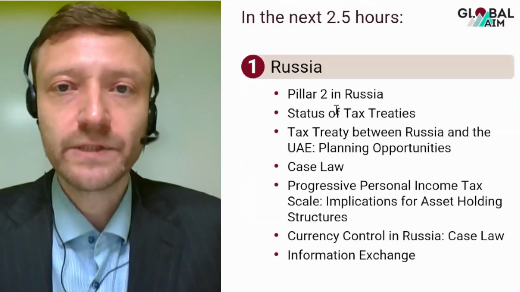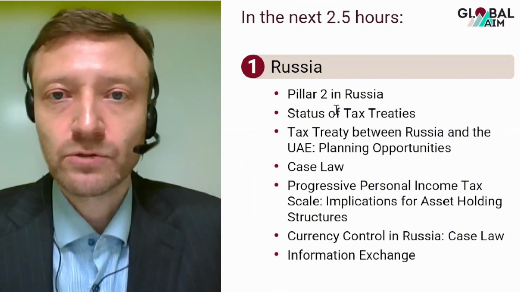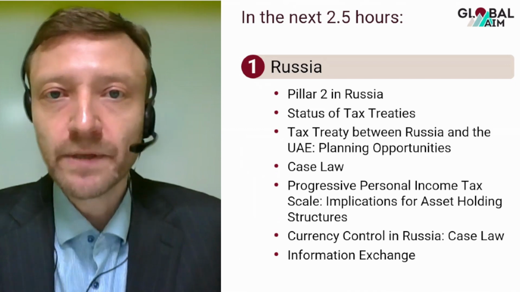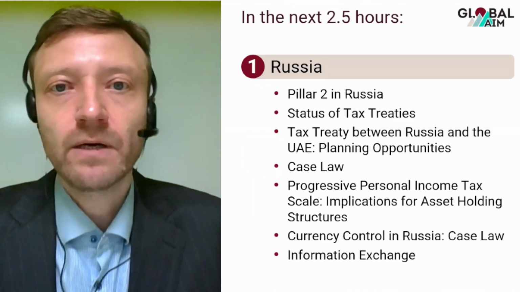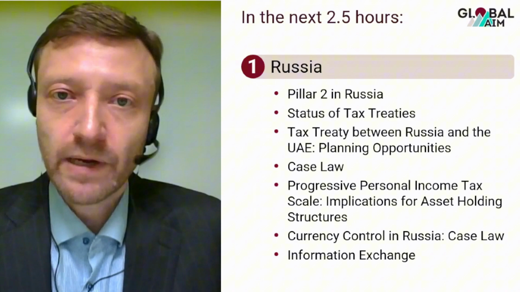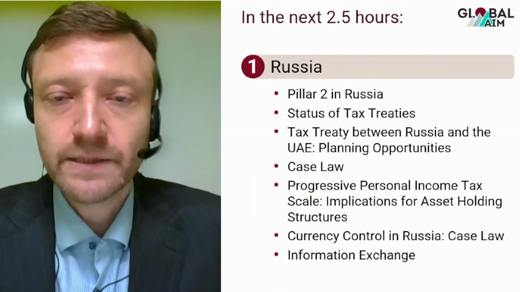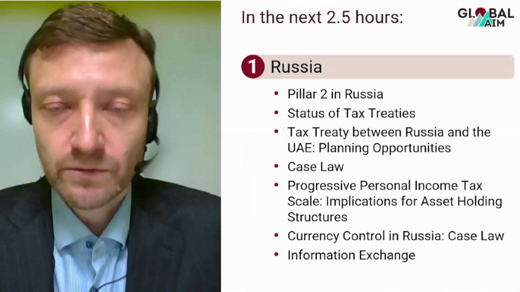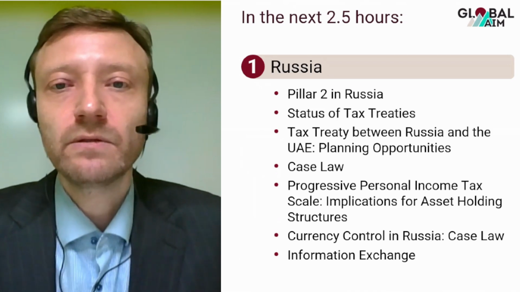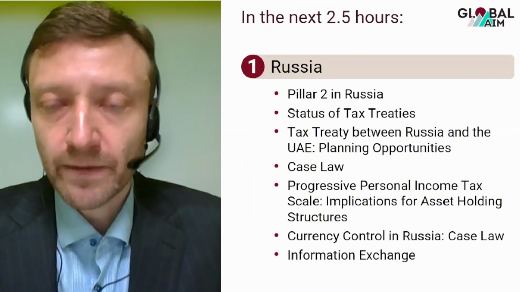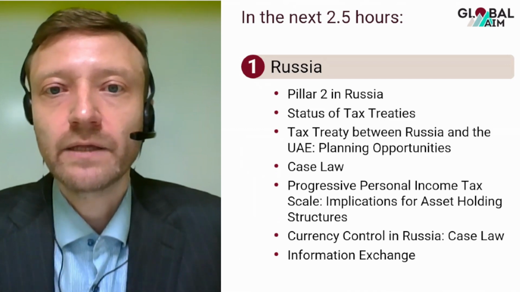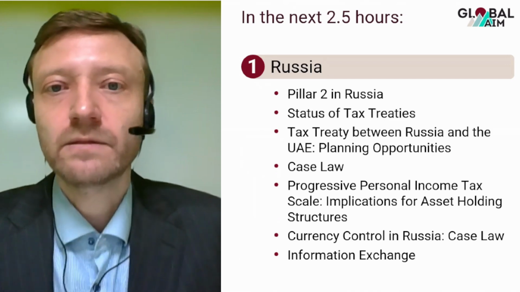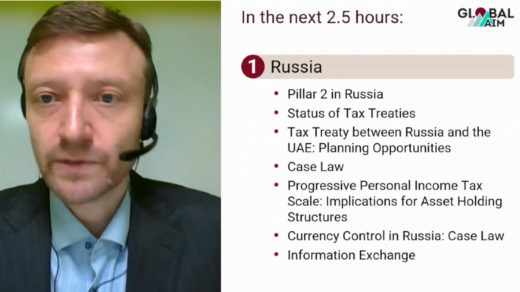Okay, so after those two administrative notes, let's move on and spend a minute or two to see the whole picture, the structure and the contents of this webinar. It will be in 5 sections, and the first and probably the largest will be about Russian tax developments and changes that affect international structures with some Russian connection, with Russian assets, Russian companies, or Russian businesses. Here we will discuss the most recent introduction of some parts of Pillar 2 rules in Russia. We will then talk about the status of international tax treaties concluded by Russia, which is an evolving subject. Next, given that recently a tax treaty was signed between Russia and the United Arab Emirates, we will talk about planning opportunities created in connection with the signing of that treaty.